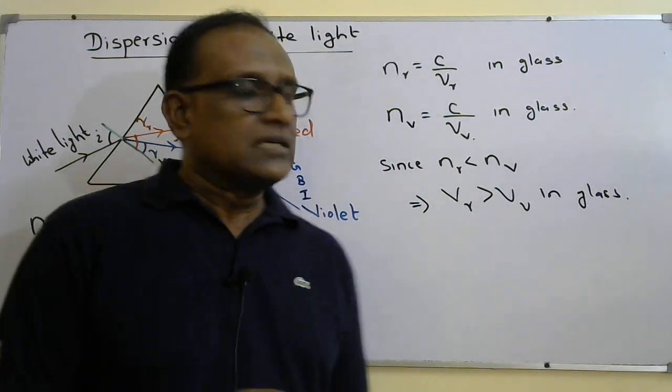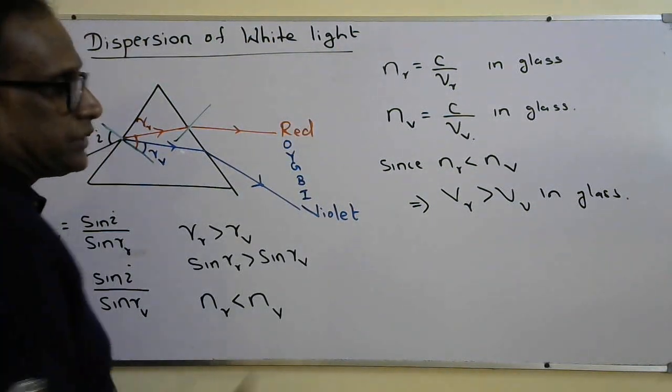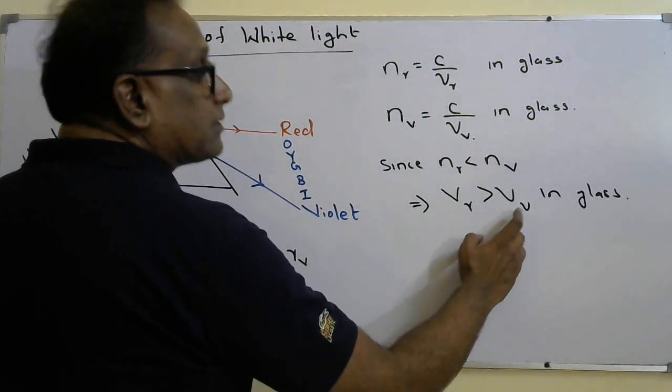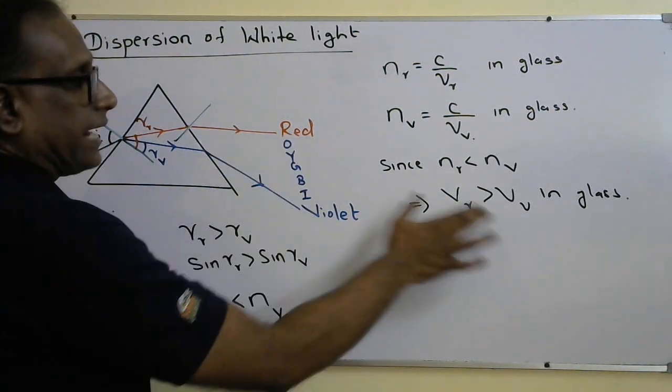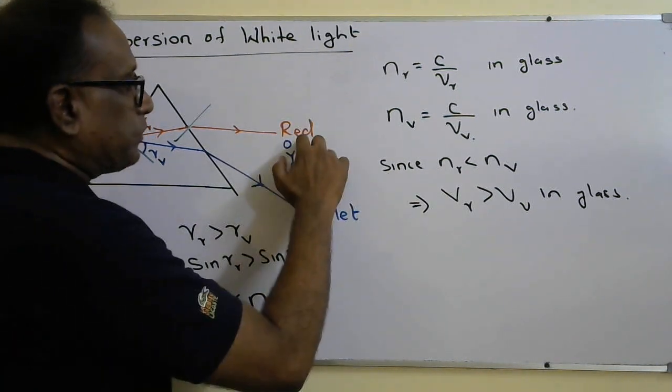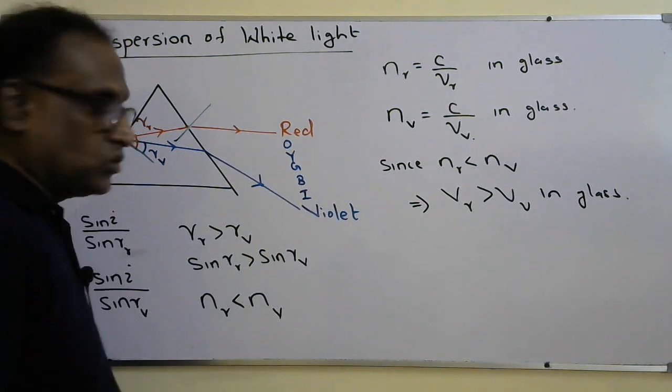Okay, anyway, sometimes it could be an MCQ question. So red color has the highest speed, or maximum speed, in glass compared to violet. Compared to red, orange has lower speed. Compared to orange, yellow has lower speed, and so on.